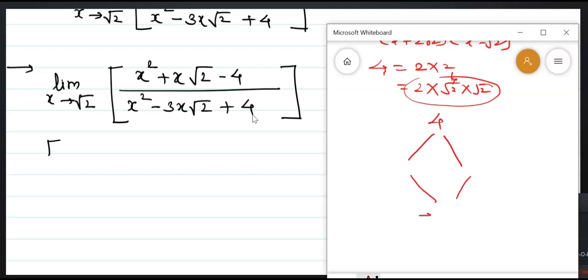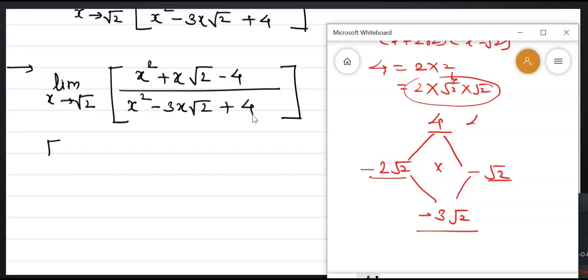The middle term is minus 3 root 2. Then what will be the two terms? That is minus 2 root 2 and minus root 2. Minus 2 root 2 and minus root 2 will become minus 3 root 2. And their product, minus 2 root 2 into minus root 2, that is root 2 into root 2, 2, 2 into 2, 4. It will become 4.